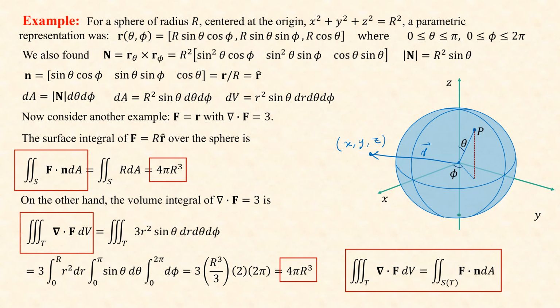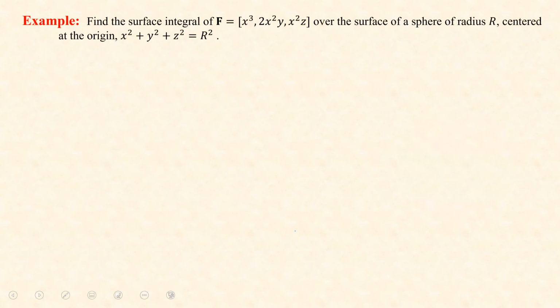All right, any other questions? All right. So this is another problem, just an arbitrary problem from the book. Find the surface integral of the vector function x cubed, 2x squared y, and x squared z. Now it's not just r or r hat or something. It's a more complicated function, over the surface of a sphere of radius R, centered at the origin, the same surface.